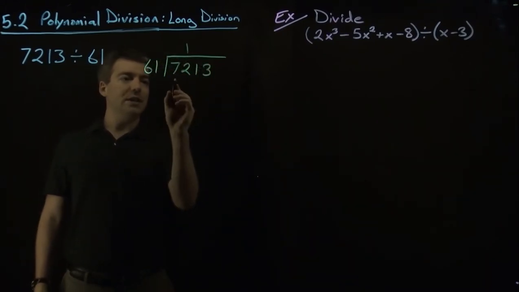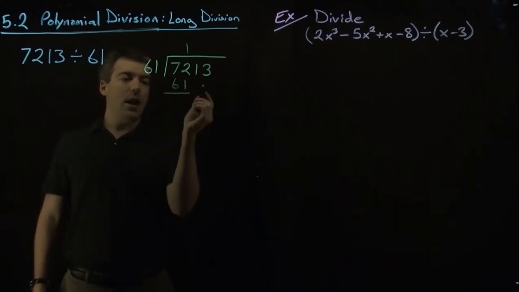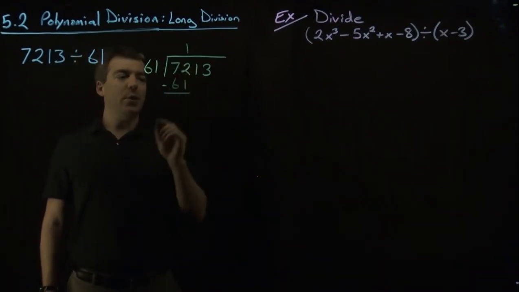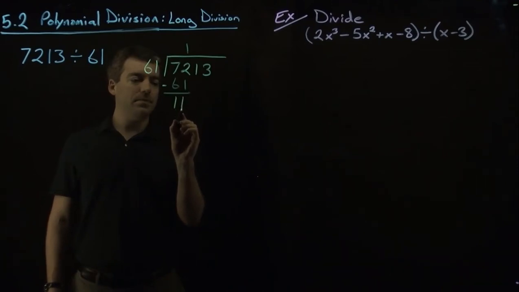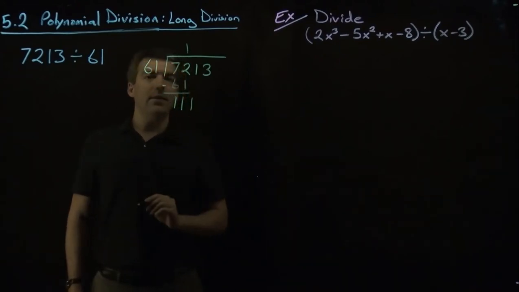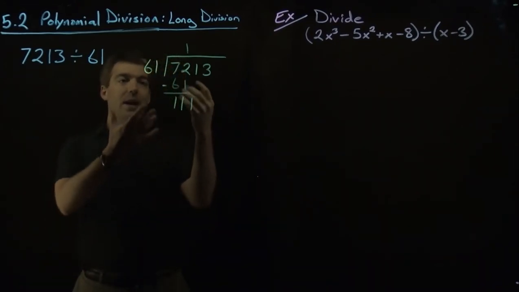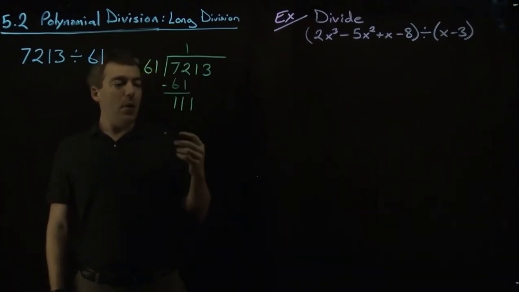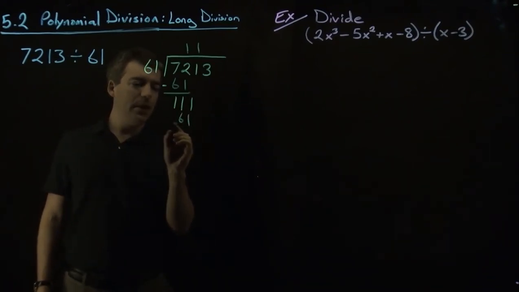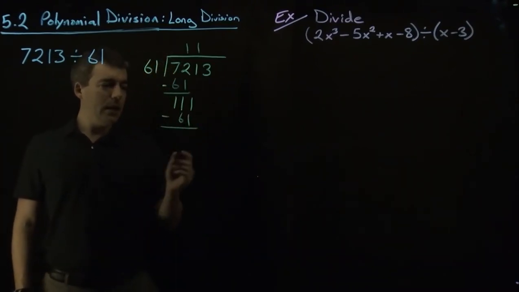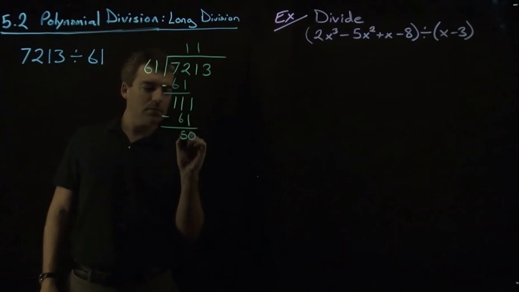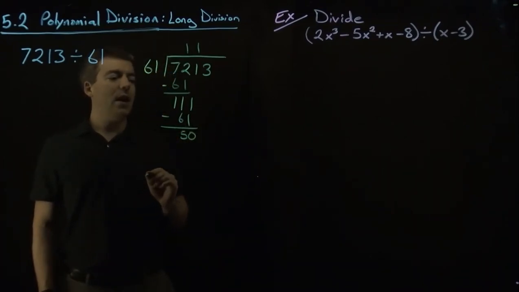1 times 61 is 61. And then we subtract. So we're going to take 72 minus 61, and that is 11. All right, and now we bring down the next one, so we have 111. And then we ask the question again, how many times does 61 go into 111? Well, that's still once. 61. We'll subtract. And we have, let's see, 50, because 50 plus 61 is 111. Bring down the 3.